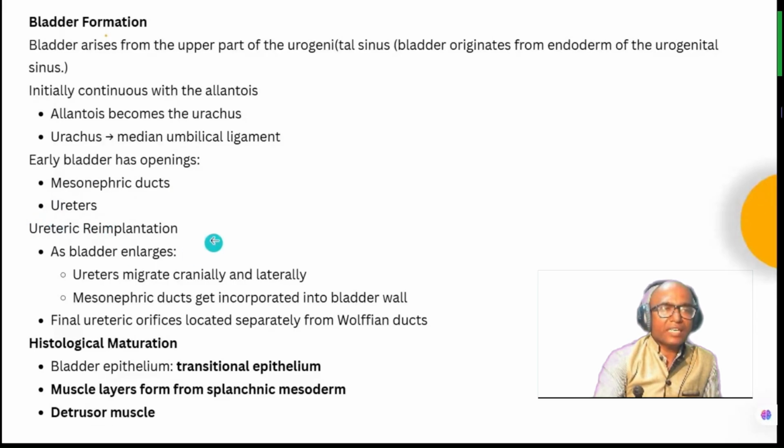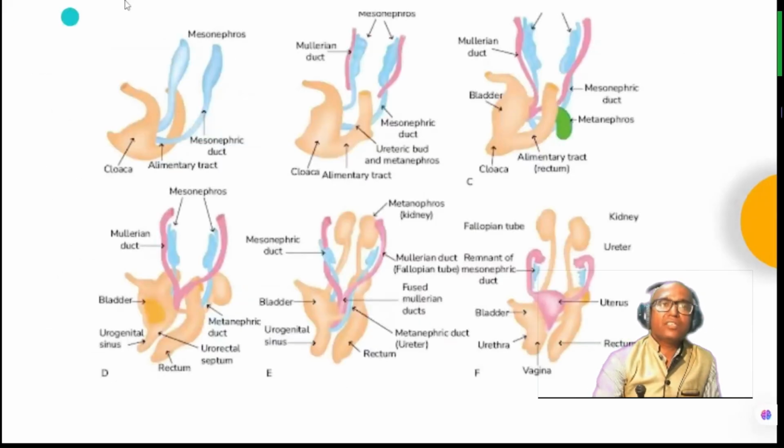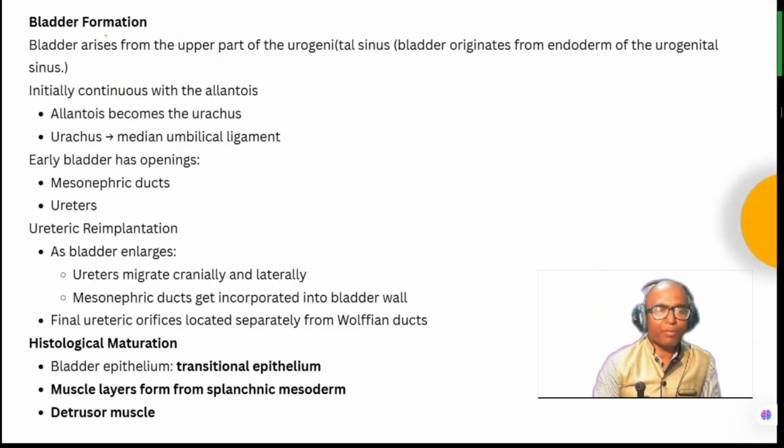Then there is ureteric reimplantation. As the bladder enlarges, the ureter will migrate cranially and laterally, while the mesonephric duct will get incorporated into the bladder. So this bladder will have the opening of the mesonephric duct as well as the ureters. Okay, so it will have the opening of both. But what is going to happen? This mesonephric duct will get incorporated into the wall of the bladder, while the ureter will migrate cranially and laterally. So the final ureteric orifices are located separately from the Wolffian ducts.